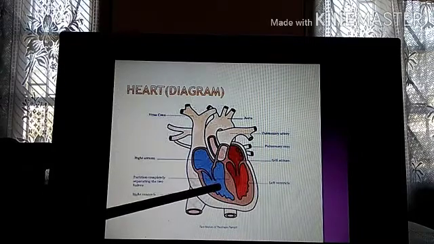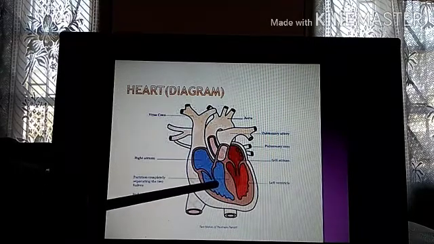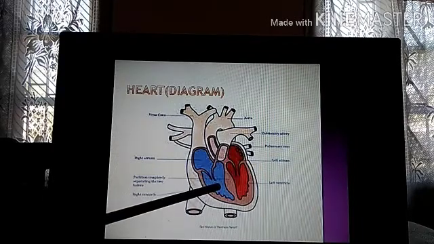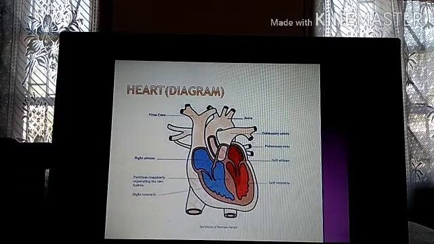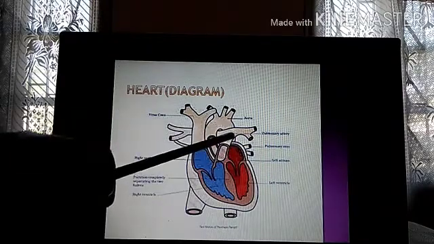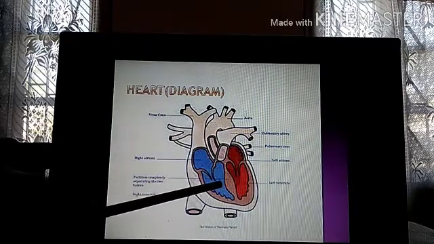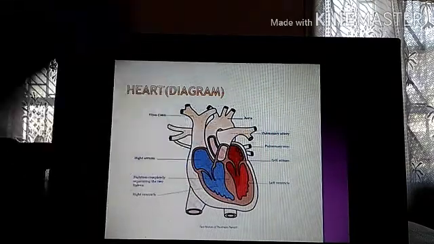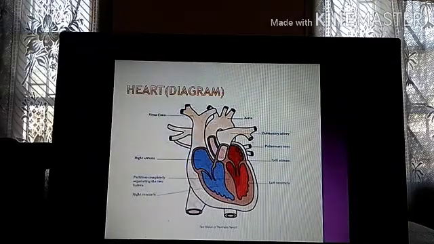So from the right ventricle, where does the impure blood have to go? It has to go to the lungs for purification. So who will carry the impure blood to the lungs? The pulmonary artery. Okay, so this is the pulmonary artery, it is shown here. It is connected to the right ventricle. So from the right ventricle, the pulmonary artery will carry the impure blood to the lungs for purification.